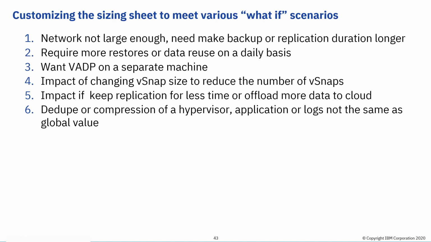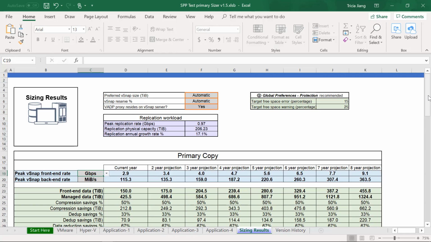Hi, in this Spectrum Protect Plus sizing video, we're going to talk about some of the what-if scenarios and how you would alter different values inside of the sizing sheet to customize to meet those scenarios. Let's first look at if your network's not large enough and you need to change the backup replication duration to a longer period of time. Let's take a look at the first example.